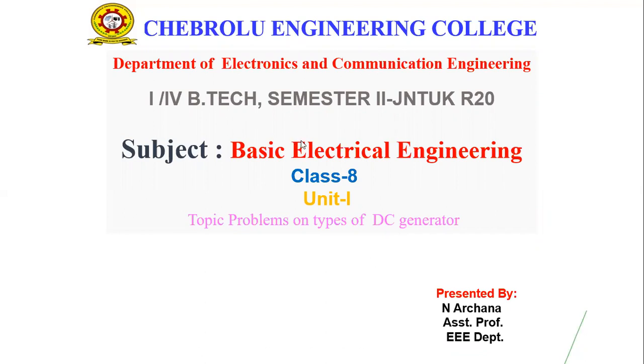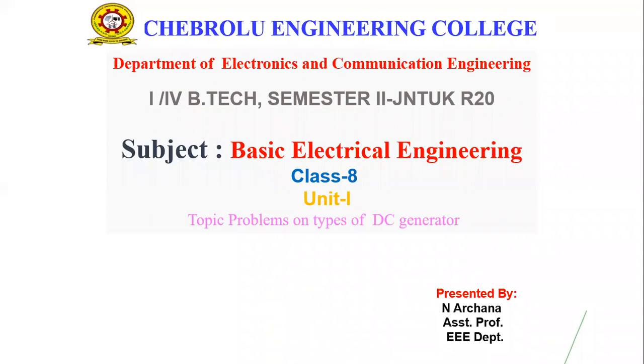What is meant by long shunt compound generator? The shunt field winding is connected in parallel to the combination of series field winding and the armature. Then it is called the long shunt compound generator. Next, what is meant by short shunt compound generator? The shunt field winding is connected only in parallel to the armature. Then it is called the short shunt compound generator.